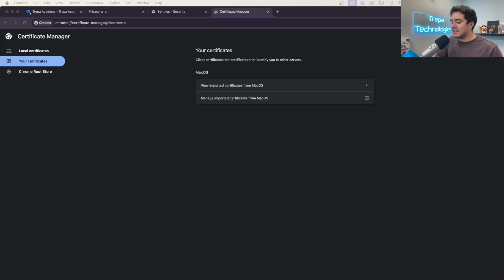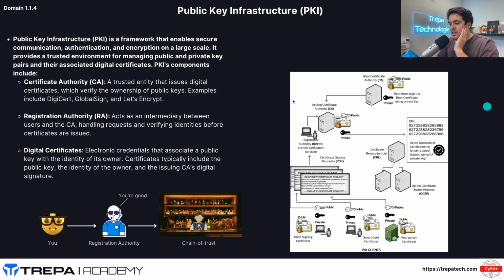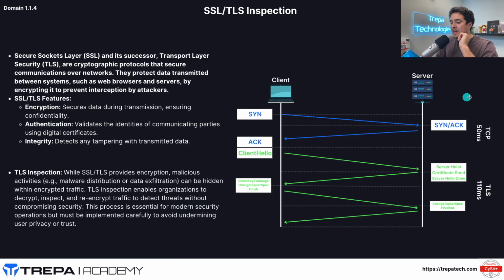Now, again, like I said, this could also be done in your enterprise as well. Now, let's go back to the slides and finish up this video before it becomes an hour long. Okay, so before we move on, let's read some of this little summary here. PKI is a framework that enables secure communication, authentication, and encryption on a large scale. It provides a trusted environment for managing public and private key pairs and their associated digital certificates. All right, let's put a cap on that.